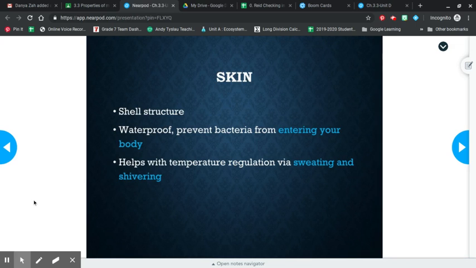Now the skin. The skin would be an example of a shell structure. It covers the entire body, and it's actually waterproof. It helps to prevent bacteria from entering your body and helps regulate temperature. It's very important because it helps keep everything in. As we said, shell structures are very strong until a little piece of it is broken.